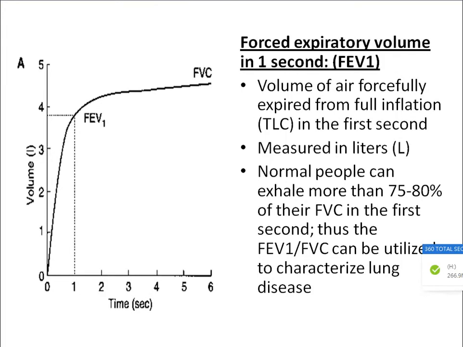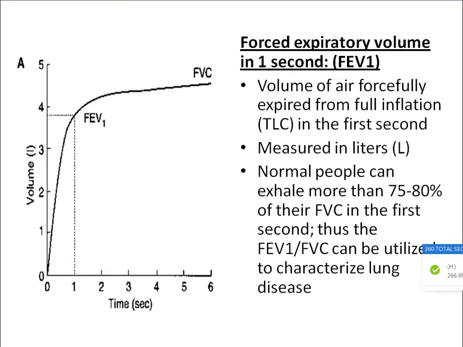Forced expiratory volume during the first second is the volume of air forcefully expelled from full inflation, from the position of maximal total lung capacity, in the first second. Total lung capacity is the sum of vital capacity plus residual volume. This is also measured in liters. A normal person can exhale more than 75 to 80% of their forced vital capacity in the first second.